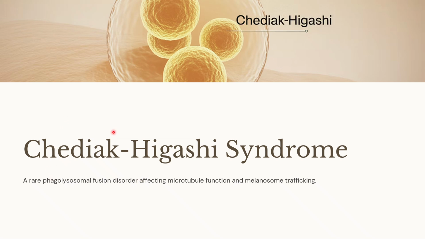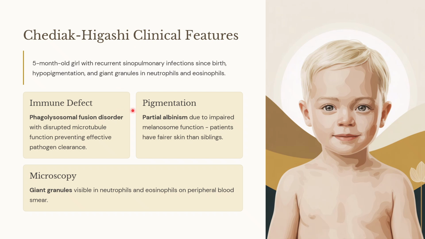What happens in Chediak-Higashi syndrome? Let's see about it. There is an impaired phagolysosomal fusion disorder with disrupted microtubules. The microtubule is like a highway which helps the migration of the lysosomes to the phagosomes. So here there is a disrupted microtubule, as well as the phagolysosomal fusion is also disordered, thereby preventing effective pathogen clearance. This defect can also lead to partial albinism because of the impaired melanosome function.